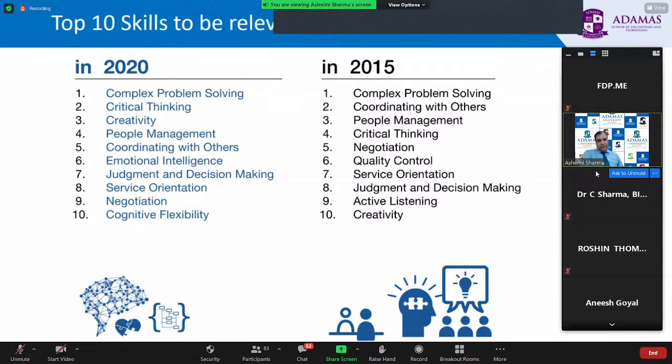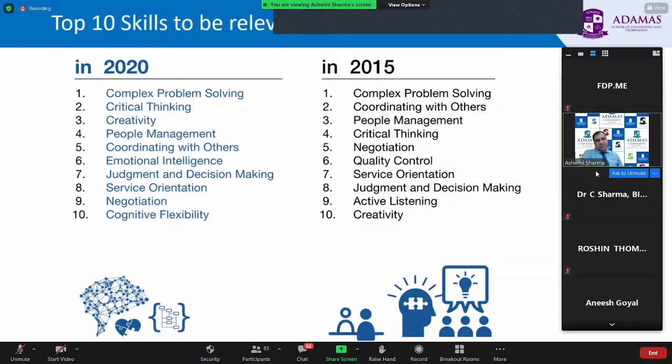In 2015, creativity was at the lowermost portion, that means on the 10th, but in 2020, creativity has got importance. Critical thinking and complex problem solving remain the same because there are so many complex problems which still need to be solved. One of the problems I can tell you is maybe global warming. Another can be pollution in the metro cities. All of these are complex problems which need to be solved, and there should be an improvement.